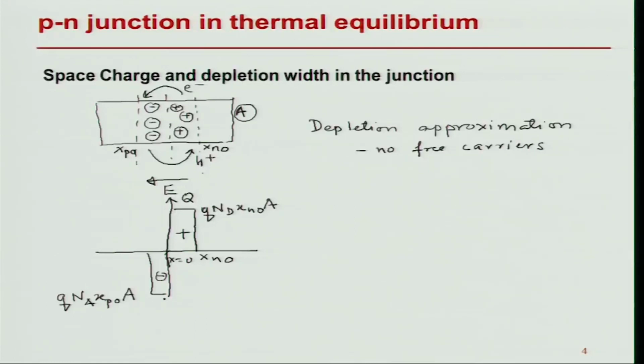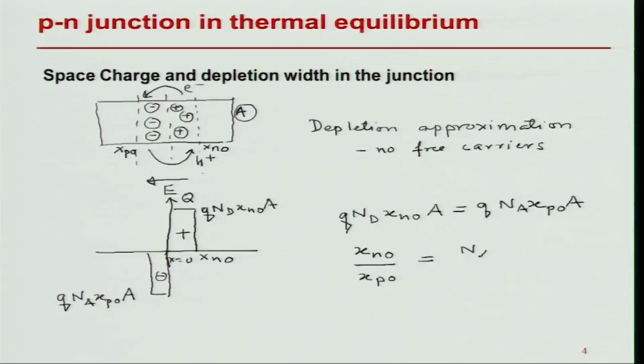Now, in this situation, we know that overall we are looking at thermal equilibrium, so the positive charge has to be equal to the negative charge, which means the total charge on both sides has to be equal. So, this must be equal to, or I can say the extent to which the depletion region is in the n type is decided by the doping level on the n and the p side.